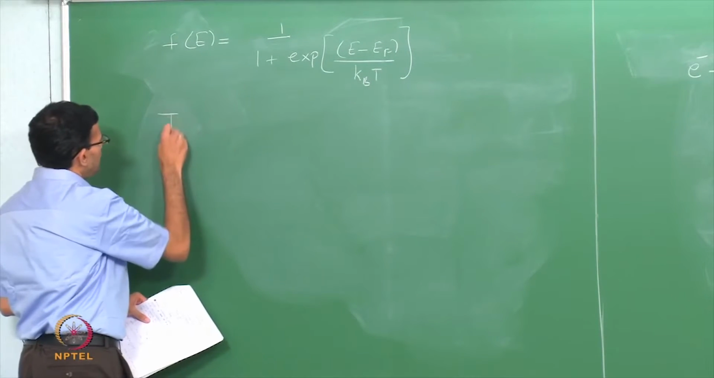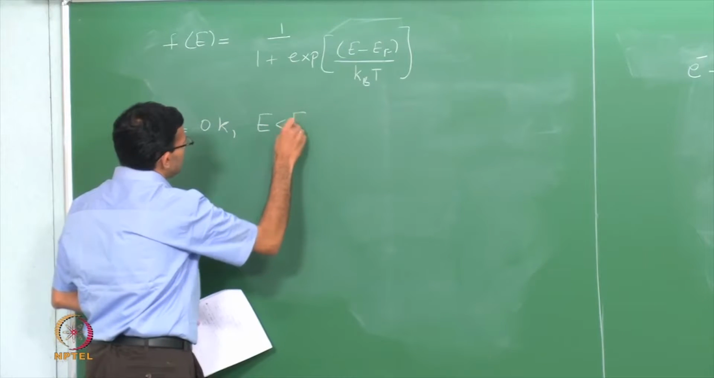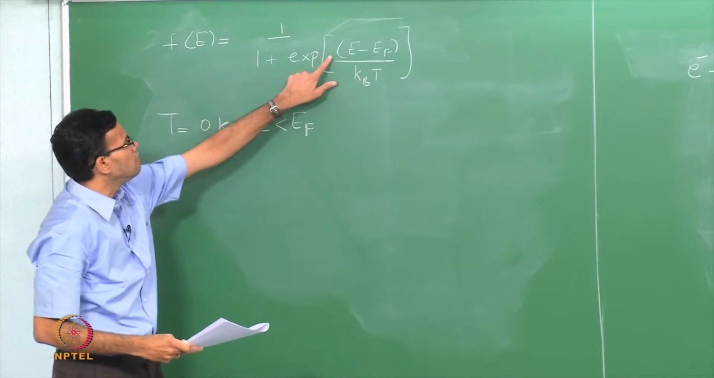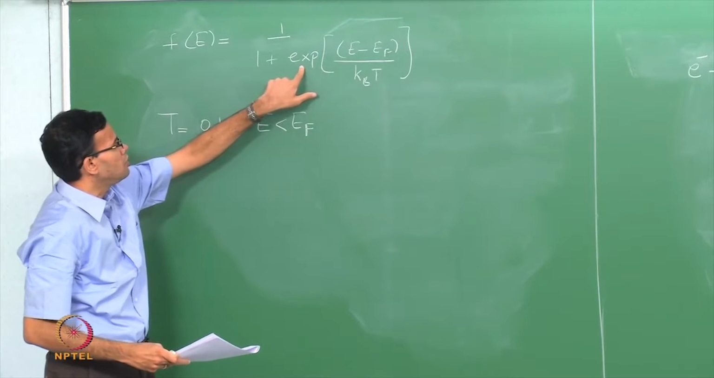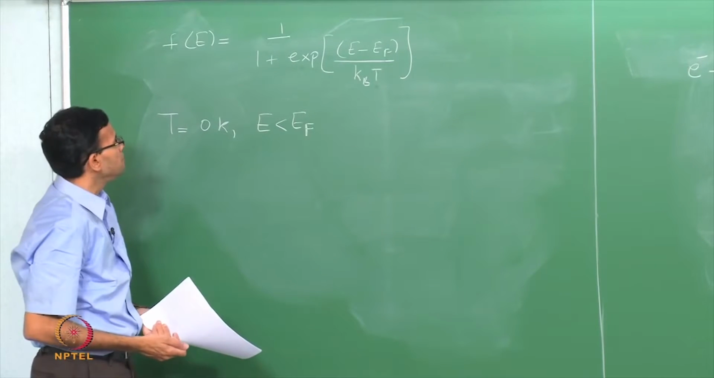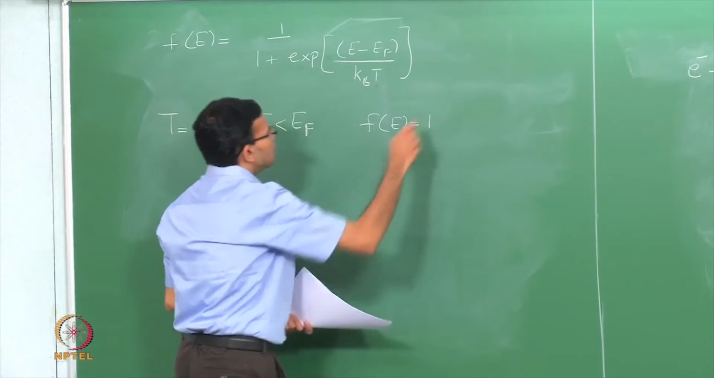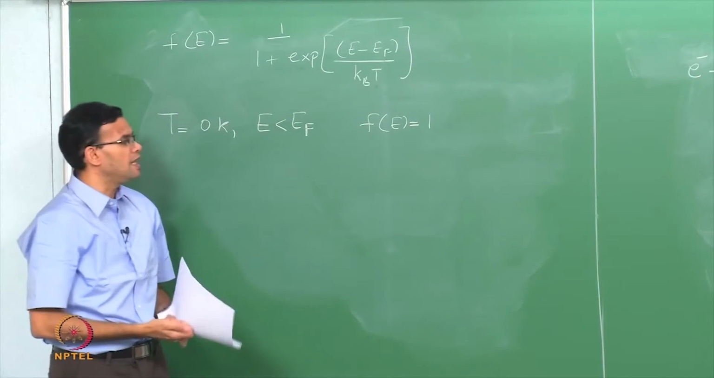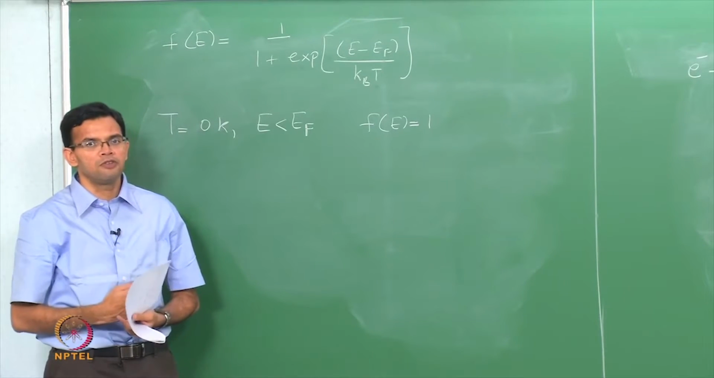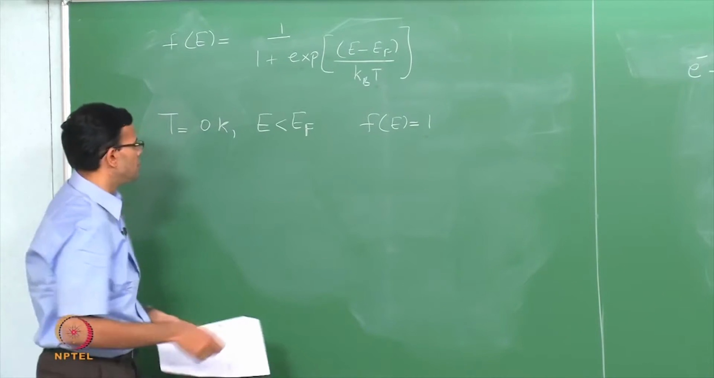So, at temperature T equal to 0, if your energy E is less than the Fermi energy, so energy is below the Fermi energy, this term is negative. So, exponential of a negative number divided by 0 is exponential of minus infinity, which is 0. So, the Fermi function is nothing but 1. This makes sense physically as well, because at 0 Kelvin all the energy states below the Fermi energy are occupied. So, your occupation probability is 1 or 100%.